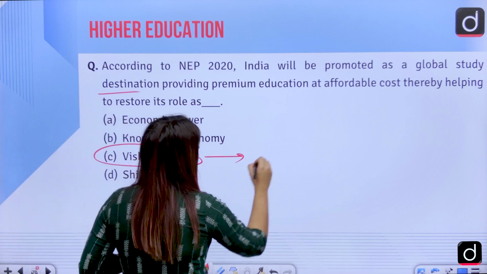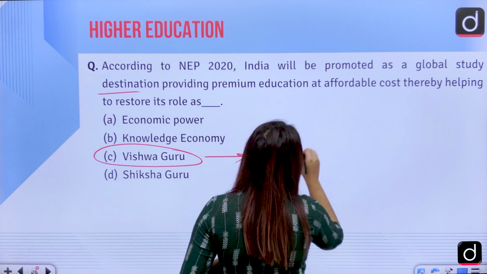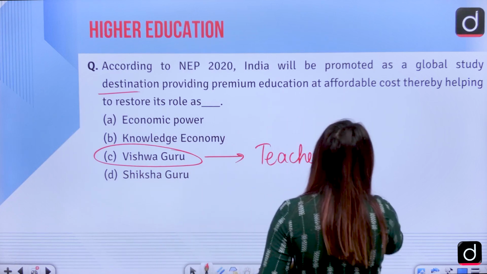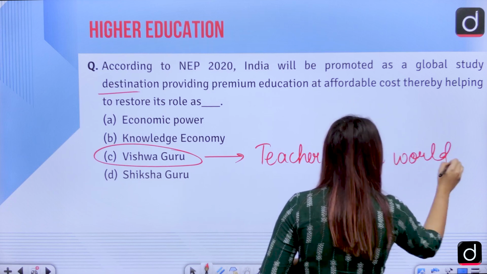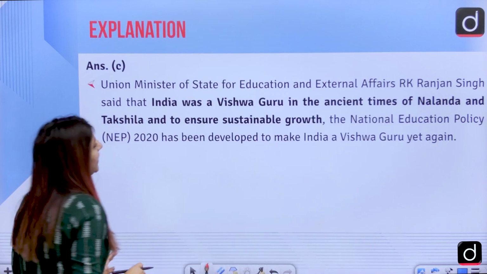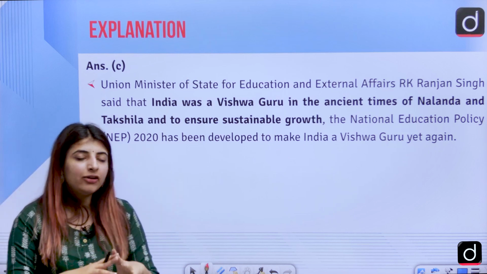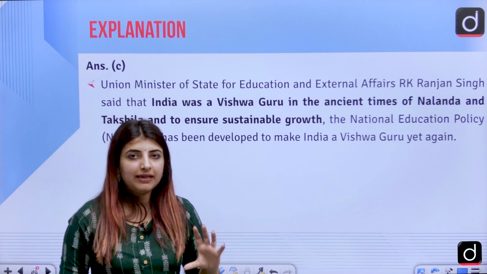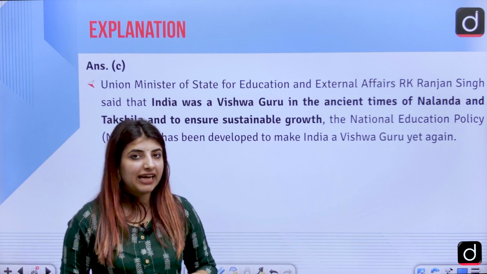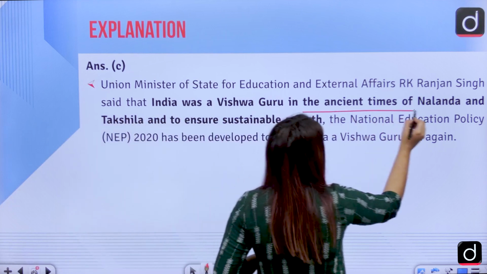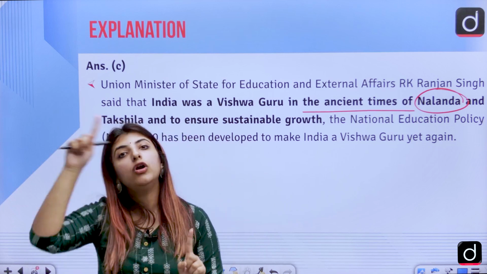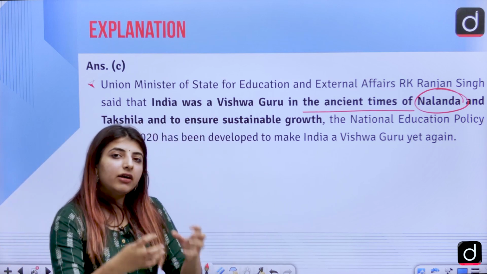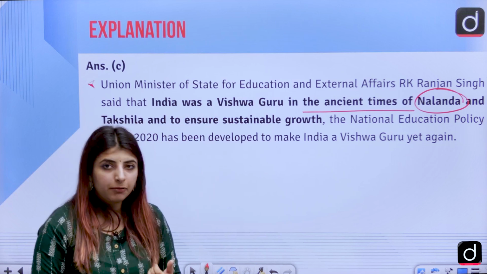Vishwaguru means the teacher of the world, right? So through the national education policy, they are trying to bring their legacy, which was there in the previous times when we talk about the ancient universities of Nalanda and Takshila and how people from all over the world, right, they were coming there for the study purposes, right?